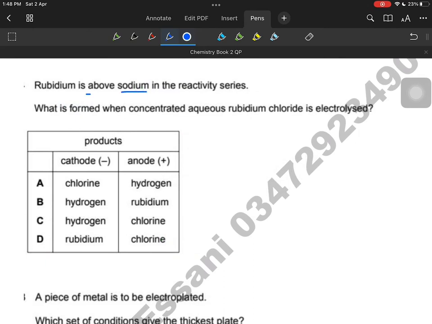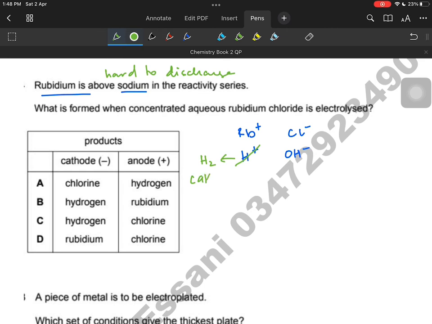It says rubidium is above sodium in the reactivity series. Above sodium means very high, so very hard to discharge. It is asking what is formed when concentrated aqueous rubidium chloride is electrolyzed. So it's going to have rubidium ions, chloride ions, H plus ions, and OH minus ions. Now since rubidium is a lot higher in the electrochemical series, H plus ions will discharge to form hydrogen gas on the cathode because it's lower in the series, right?